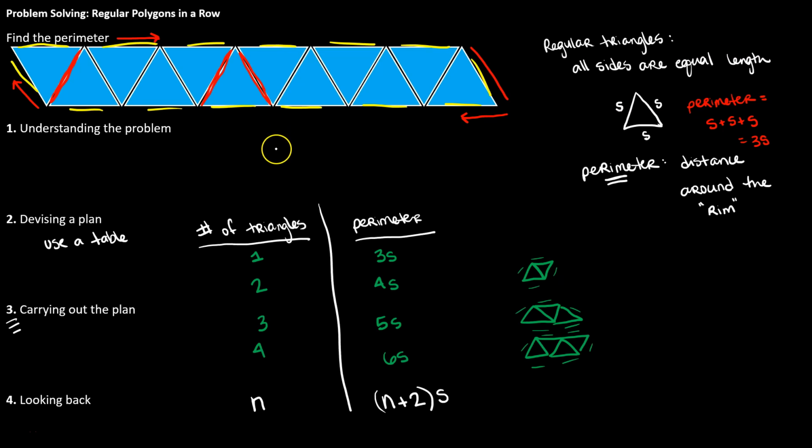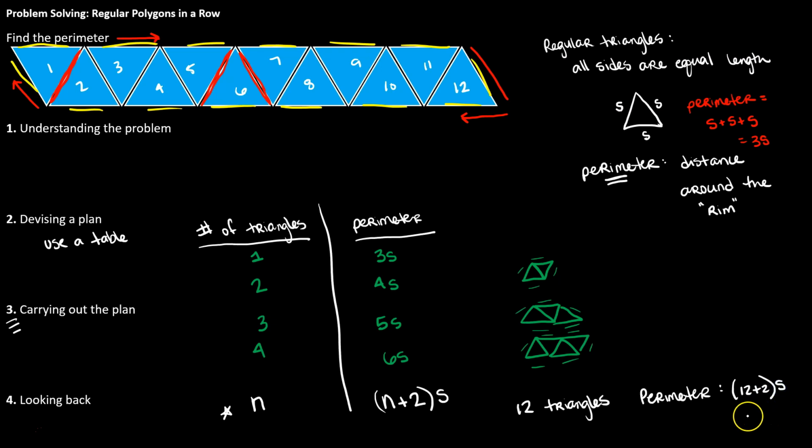Although we already knew the answer was 14 of those sides added together makes the perimeter, we want to try and see if our new shortcut will work. Our shortcut says count the number of triangles. We have 1, 2, 3, 4, 5, 6, 7, 8, 9, 10, 11, 12. For 12 triangles, the perimeter should be 12 plus 2 times s. So 14 times the side length. And that's exactly what we said. It should be 14.